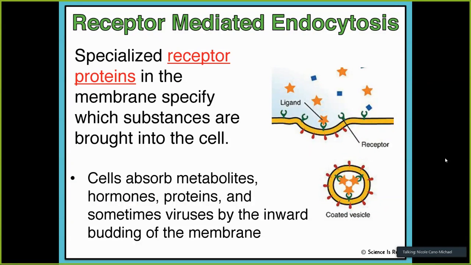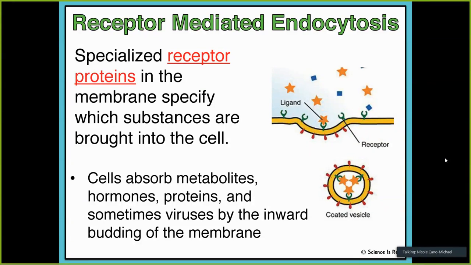The last one that I want to talk about here is going to be our receptor mediated endocytosis. I often say that receptor mediated endocytosis is like having a picky eater. Specialized receptor proteins on the surface of the membrane are looking for very specific things to consume. Once it finds them, they connect, then they create the vacuole, and then they pull it in. This is kind of like being a picky eater.